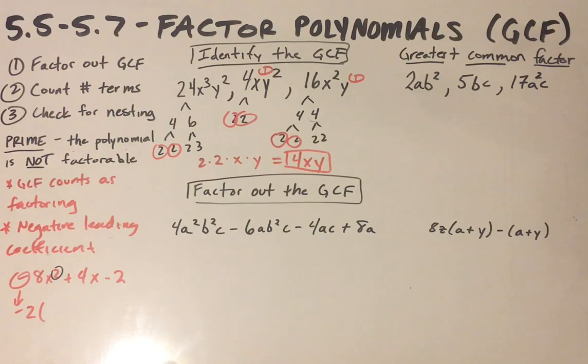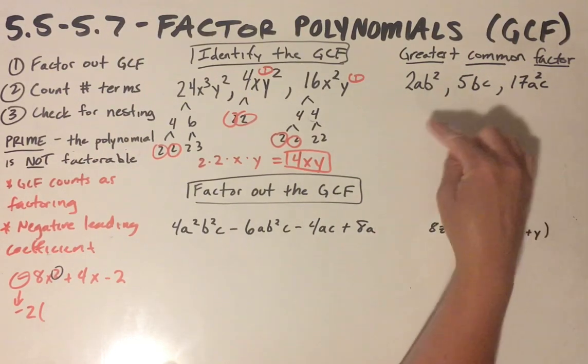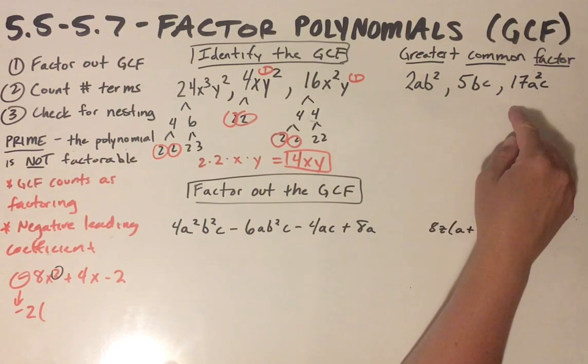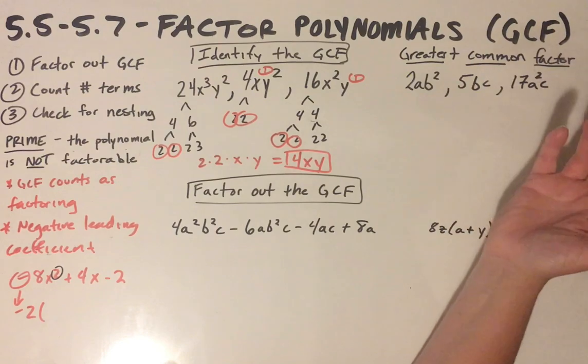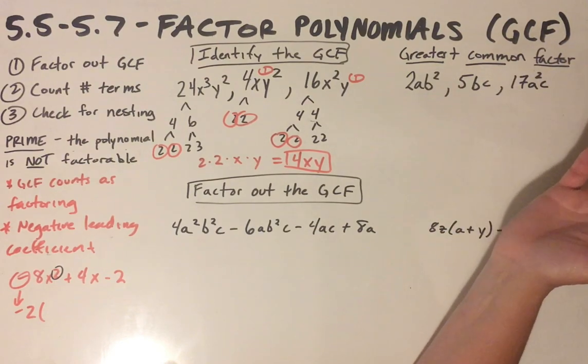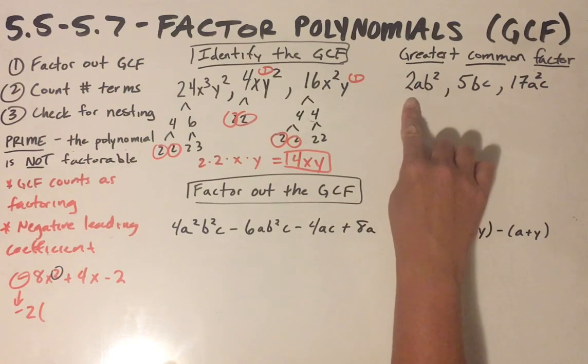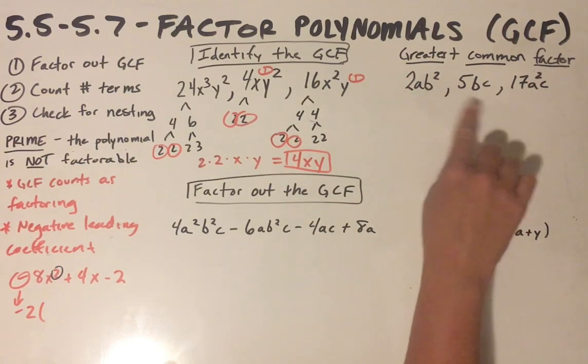Okay, another thing that you should know is sometimes you can look through terms, like this one has a 2, this one has a 5, and this one has 17. Well, 2, 5, and 17 are all prime. They have no common factors. Okay, so then I'm going to go to this A. This has an A, but this one doesn't, so they don't have that in common.